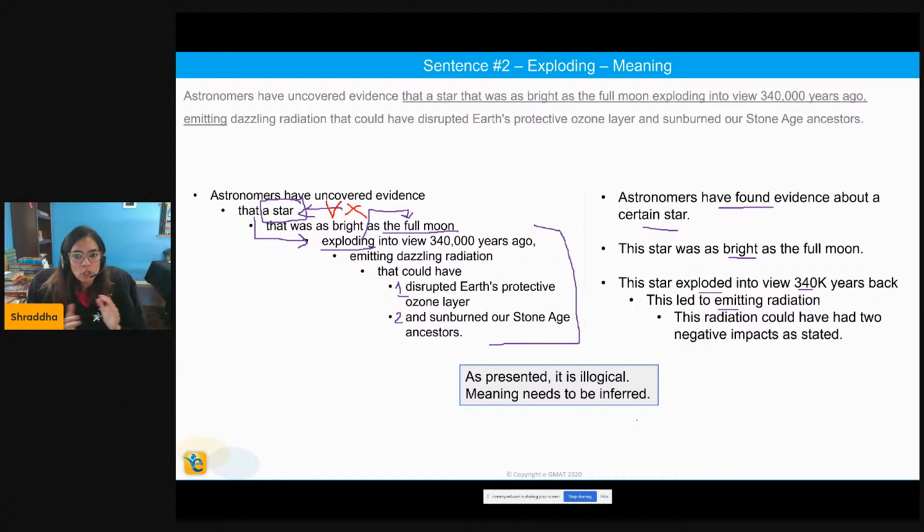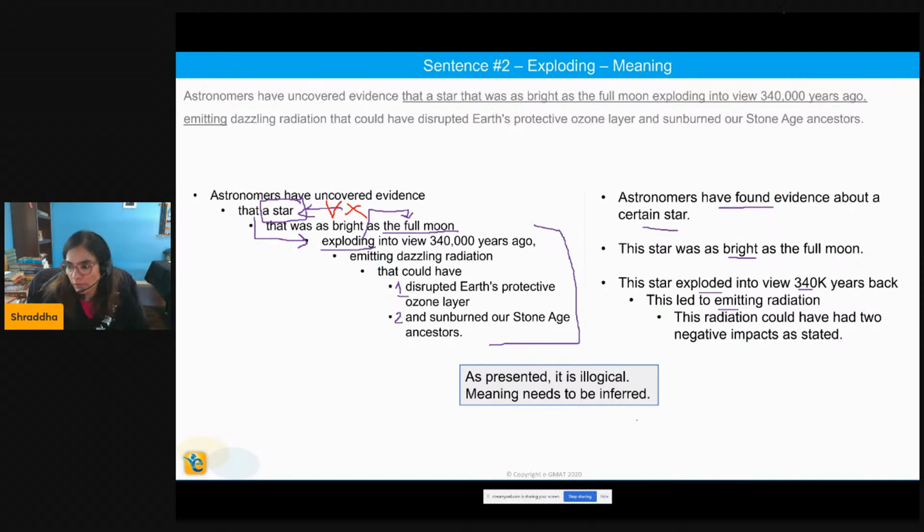Now that I understand the logic of the sentence, and now that I have identified the logical errors and the grammatical error in the sentence, you know what? I can actually spend a few more seconds with the sentence and I can actually predict what my correct answer choice should look like. And how do I do that?